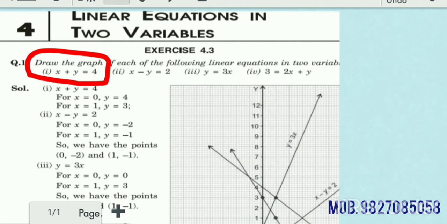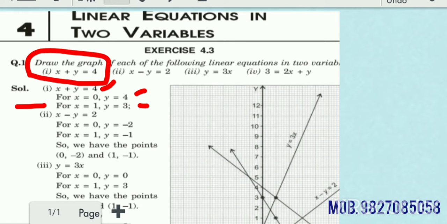Firstly, we have to put the value of x is equal to 0, then we get y is equal to 4. Again, put the value of x is equal to 1, then we get the value of y is equal to 3. Okay, so we have the points (0, 4) and (1, 3).